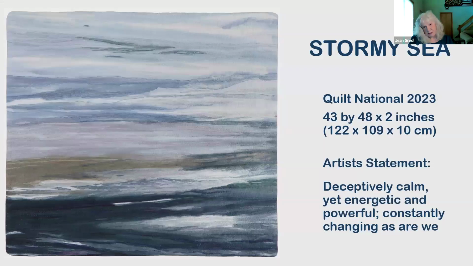Now this piece is called Stormy Sea. It was in Quilt National last year along with Barbara's piece. And it's a whole cloth quilt. Now, not all my work is 3D. This one is about 3/8 of an inch thick to 1/2 an inch thick. And it's a whole cloth quilt that I dyed.